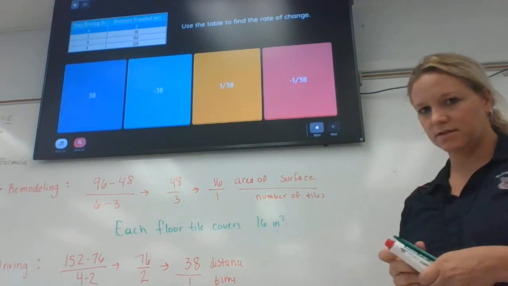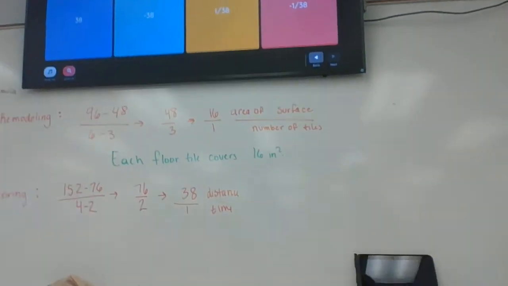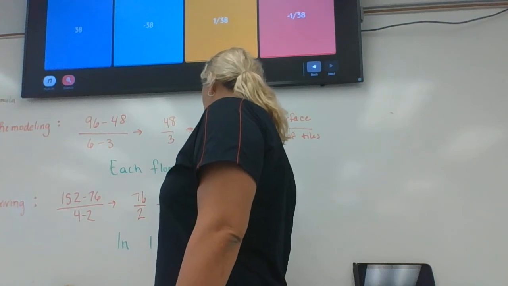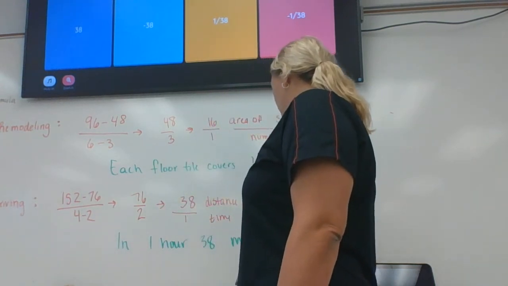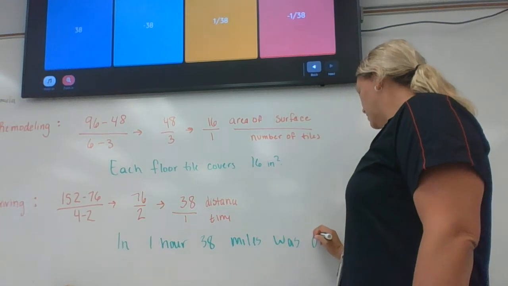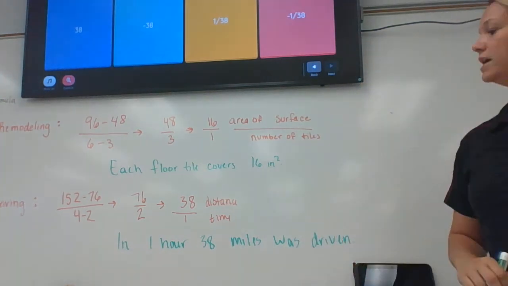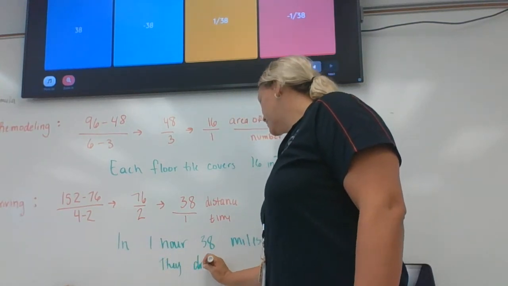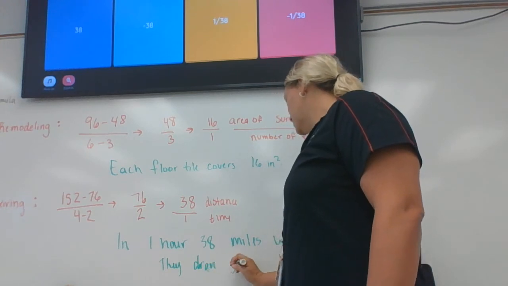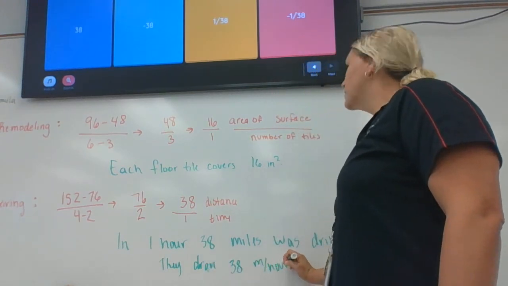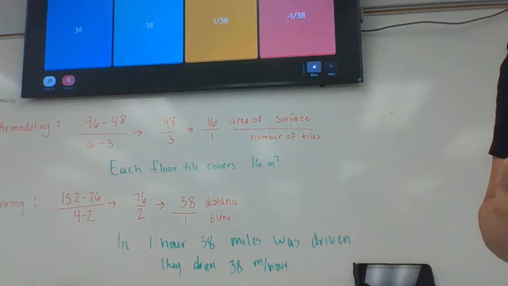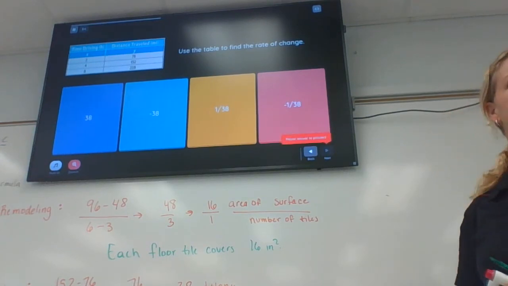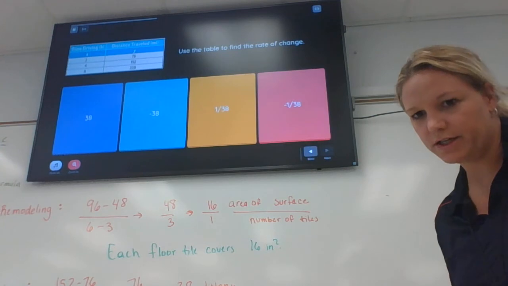Okay, Kaden. In 1 hour, they drove 38 miles. Your way to say that. Yes. They drive 38 miles per hour. You could say they drove 38 miles per hour. Both are equally good. Let's see what's next. Oh, that's it. Great news. We can now start your assignment.